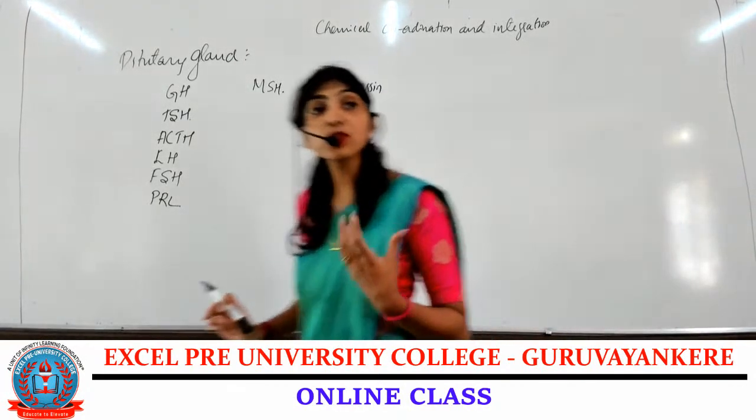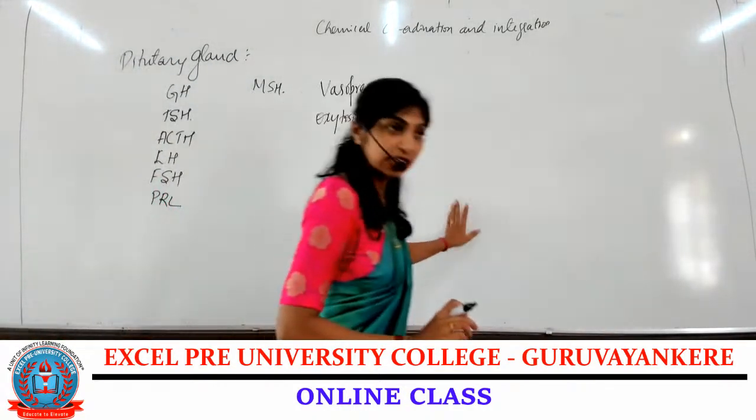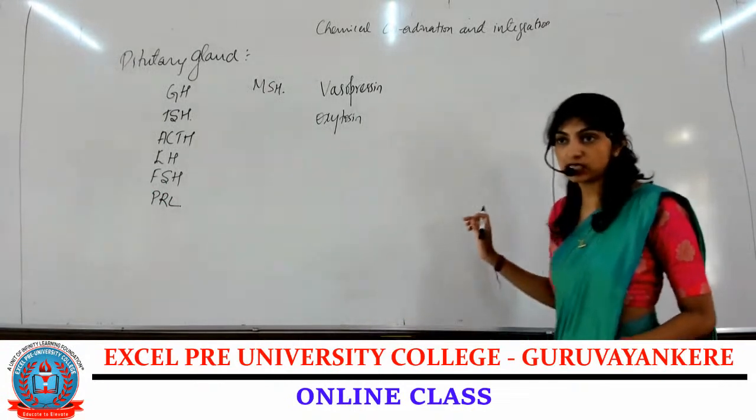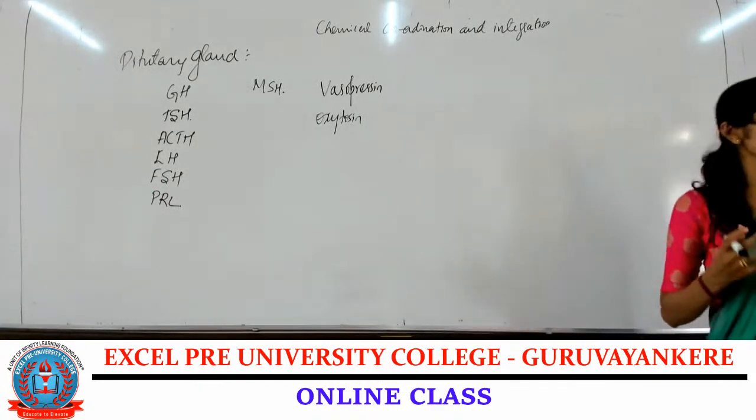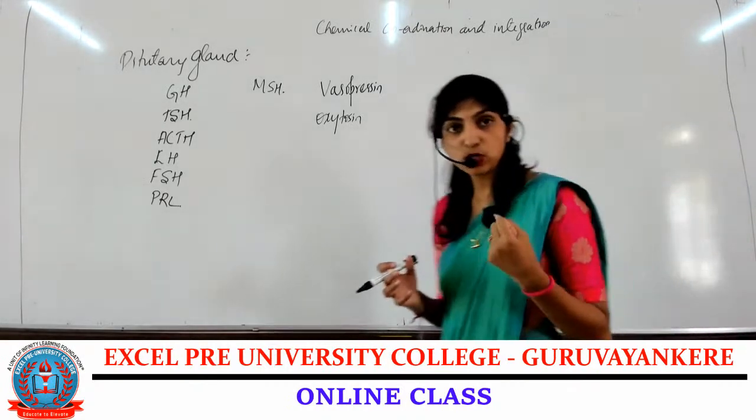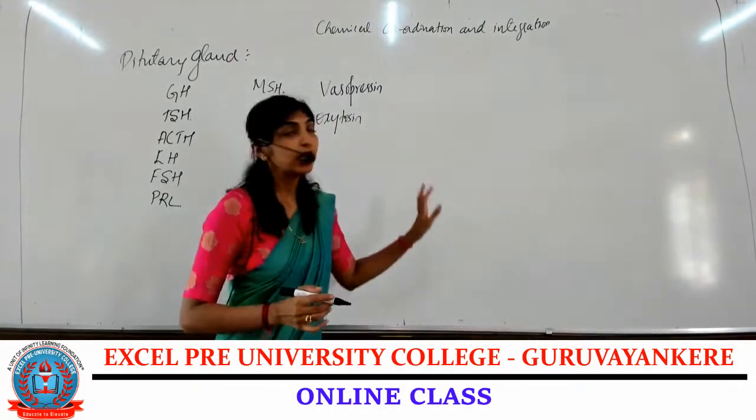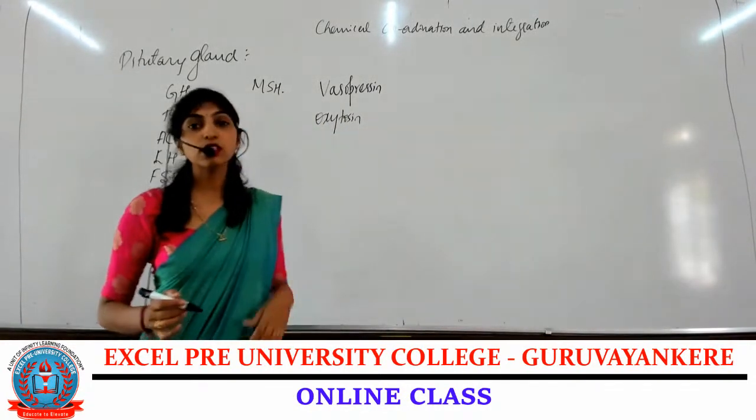In case of hyposecretion of anti-diuretic hormone, which disease is caused? Diabetes insipidus. That means there is excess loss of urine due to the problem in the reabsorption of water. The excess water will be lost from the body. Correct? Then we are coming to oxytocin.